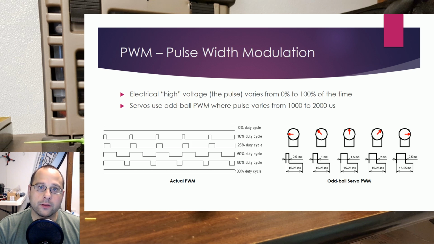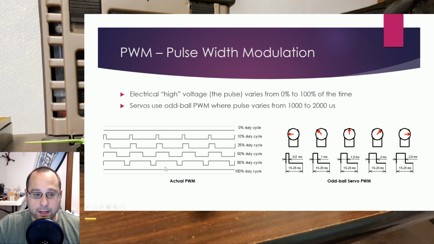The first protocol then to talk about is PWM, or pulse width modulation. In pulse width modulation, electrical high voltage pulses vary from 0 to 100% of the time. And so we can see down in this chart here, we've got a 0% duty cycle where the signal is never high, a 10% duty cycle where 10% of the time the signal is high, and so on, all the way to 100% duty cycle where the signal is high 100% of the time.